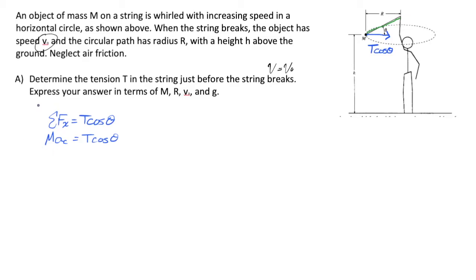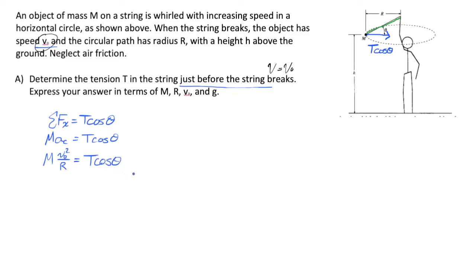But what really is the definition of centripetal acceleration? It's v squared over r, r being the radius of the circle I'm working in, which is given to me as r, and v being the velocity described at this moment of time, just before the string breaks, which was v0. So m v0 squared over r is equal to T cosine theta.